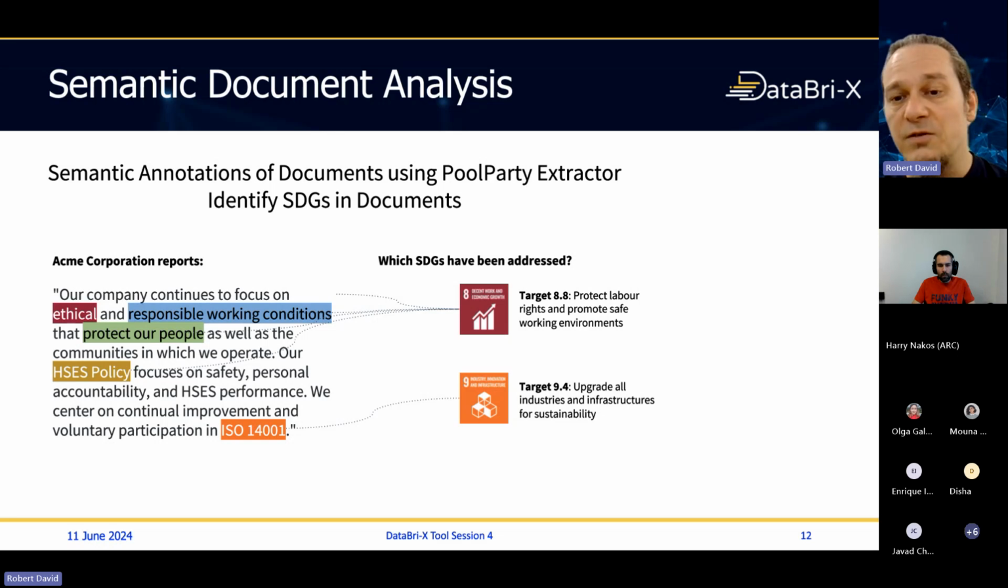So here we see SDGs, Sustainable Development Goals. The first one is about protect labor rights and promote safe working environments. On the left side, you can see it's identified by several different terms that are all associated with the same concept. So basically consolidating different kinds of textual descriptions of the same concept into one entity of the knowledge model. And on the bottom, we see upgrade all industries and infrastructures for sustainability, which is identified by one label, by ISO 14001, an ISO standard.